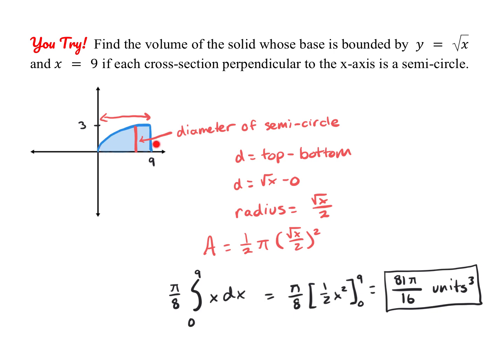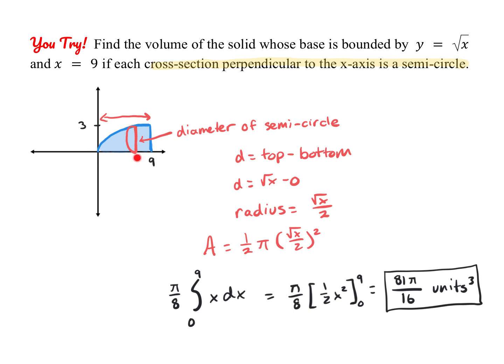So here's our bounded area for our base, and it says that each cross-section perpendicular to the x-axis is a semicircle. So these semicircles are going to look like this at the base. They're perpendicular to the x-axis. So this would represent the diameter of our semicircle. Then it would kind of rotate around like that. And see that we're sliding our semicircles from left to right. So that's why we're integrating with respect to x.